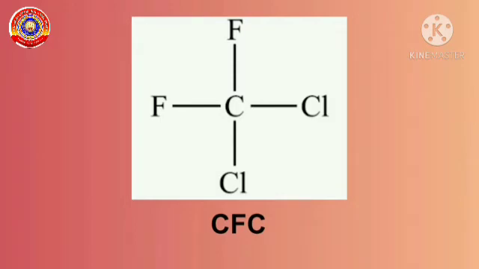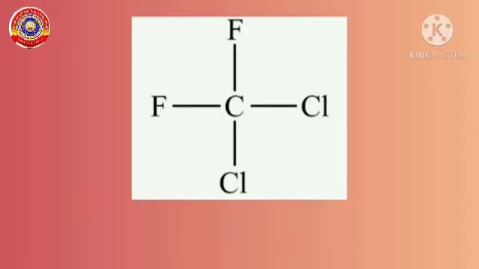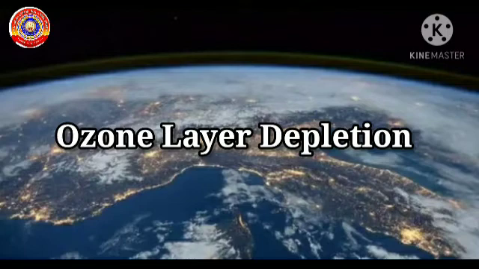CFC is a compound that contains atoms such as carbon, chlorine and fluorine. It is mainly found in refrigerators, ACs, etc. This compound can be easily liquefied by applying pressure. This liquefied CFC produces extreme cold as it evaporates. That is why CFCs are used in refrigerators, ACs, etc. So dear children, let's learn how CFCs deplete the ozone layer.